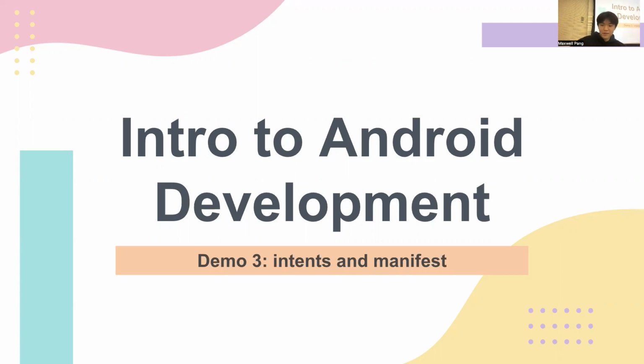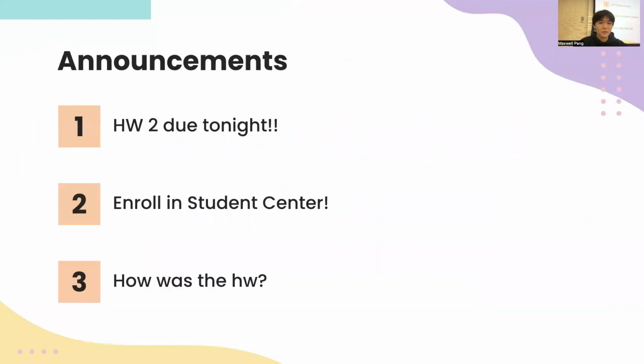Okay, cool. So these are the announcements from last week, from 2 days ago. Homework 2 was due 2 days ago, and enroll in Student Center if you haven't already. I don't know when that closes, probably in like 5 days. I think it's 17.